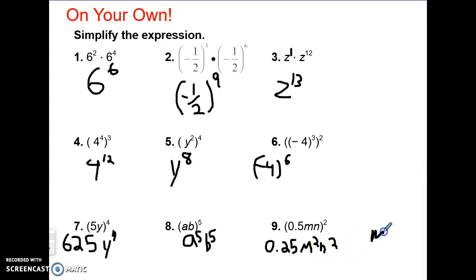I should not see mn squared, okay? This is not Minnesota squared. You need to take each letter within here and square it. This does not count, okay? So make sure you break it apart on each part.